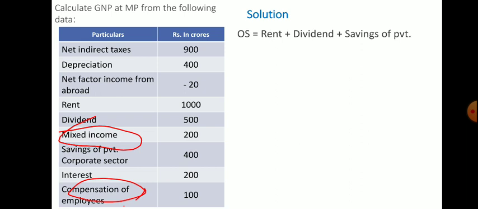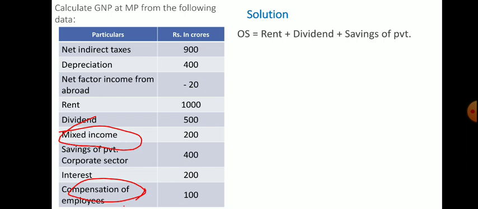So how can we calculate it? OS equals rent plus royalty plus dividend plus savings of the private sector, whatever components of operating surplus we have, we have to add them. Here royalty is not given, so we should consider it as 0. Okay. So rent, dividend and savings of the private sector are given.